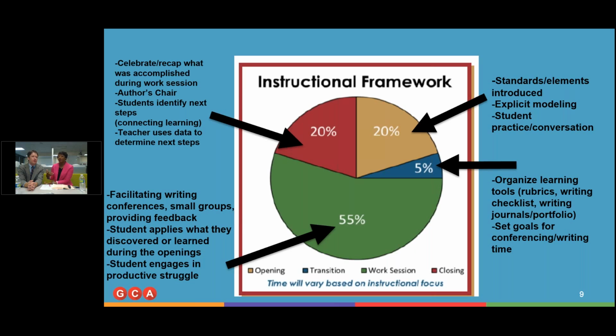Celebrations can happen at this time. A recap of the progress that was made during the work session can take place. This may happen as a whole group, maybe smaller groups. Author's chair, a phenomenal concept that yes, secondary students do love too.